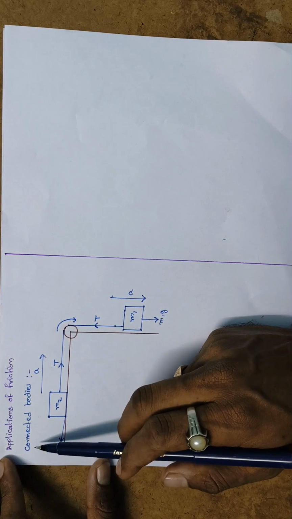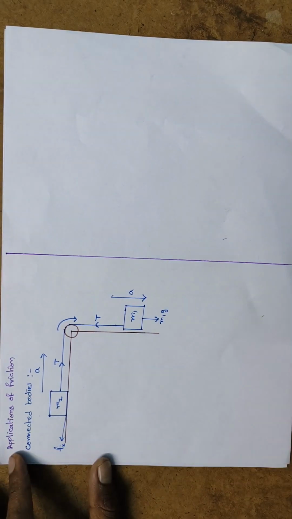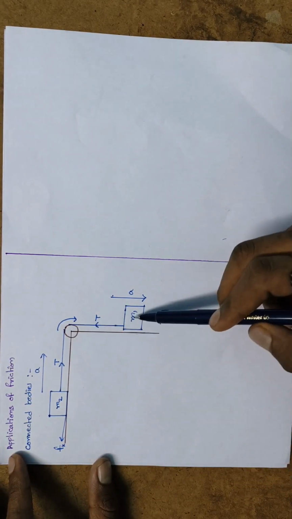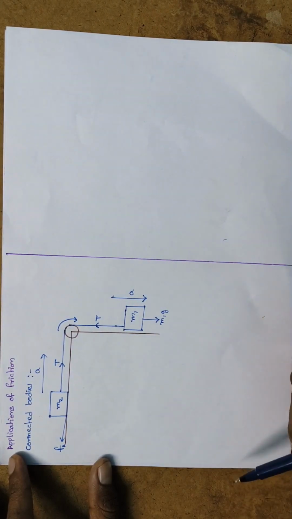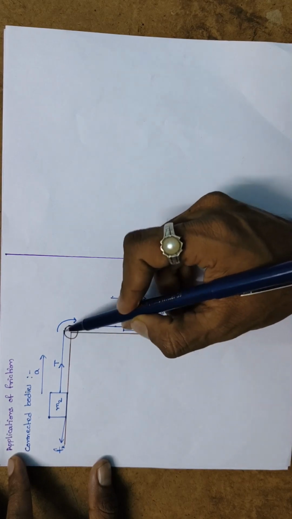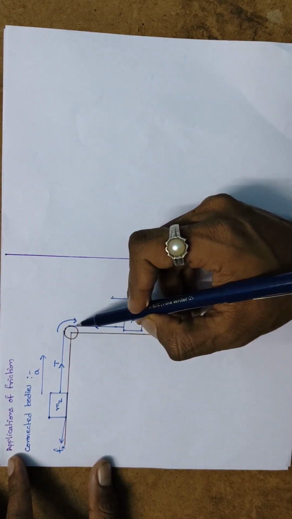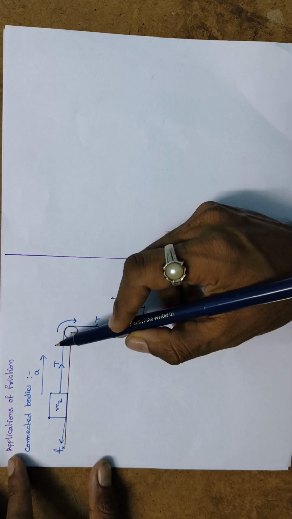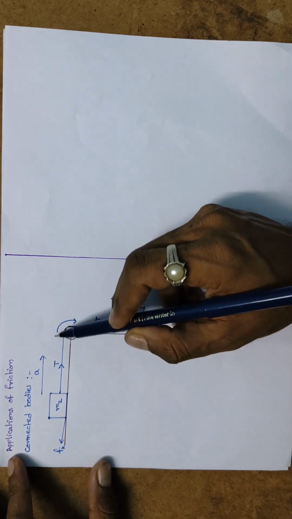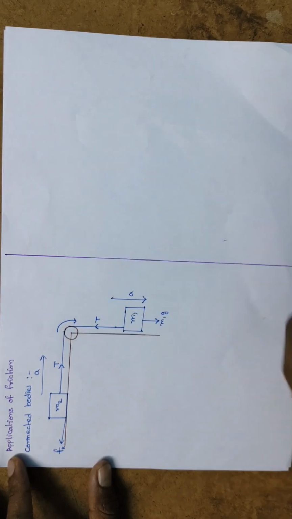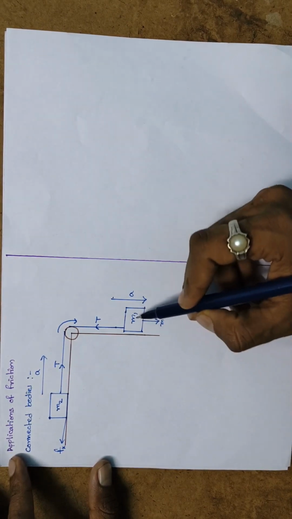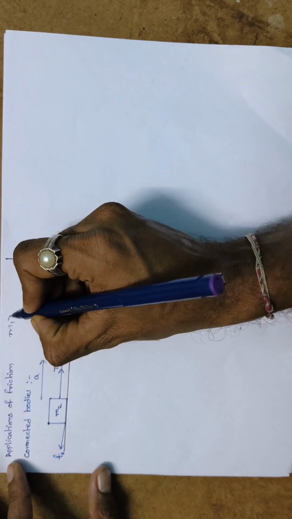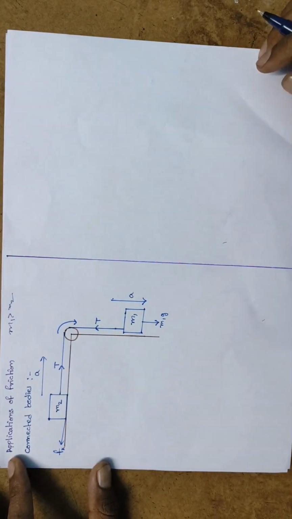So coming to the topic, connected bodies. Look at this diagram here. I have two objects which are connected through a massless string, and this is the rotatable pulley. This pulley will rotate either clockwise or anti-clockwise freely. Here the mass of the first object is more compared to the mass of the second object.